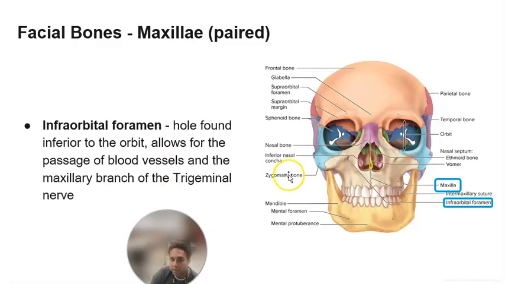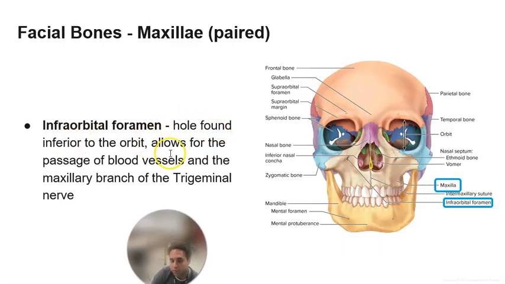Next, we have the maxilla. The maxilla is this part over here. Again, we have two of them, because there's a suture right here connecting both. If you remember the two holes above the eye, those were the supraorbital foramen. We have another two holes here, one here and one here. Since they're below the orbit, they're called the infraorbital foramen. Those are holes found inferior to the orbit.